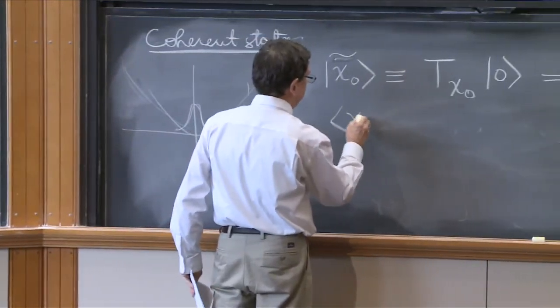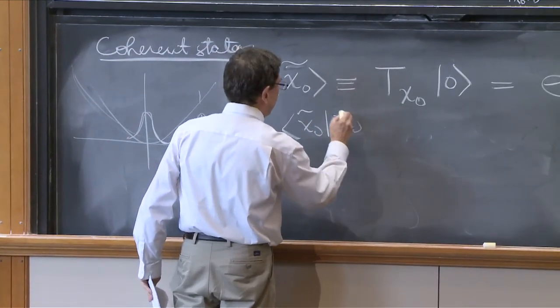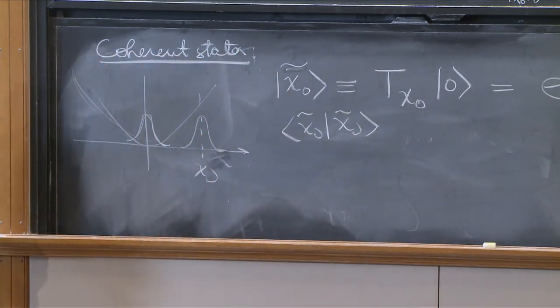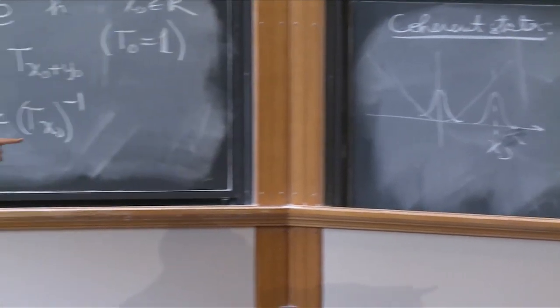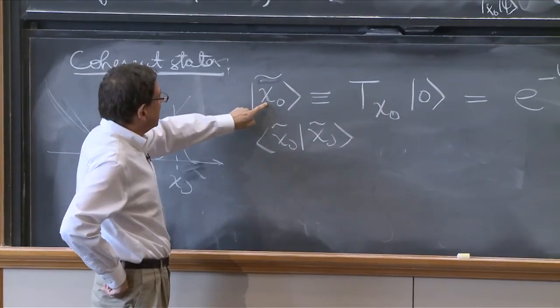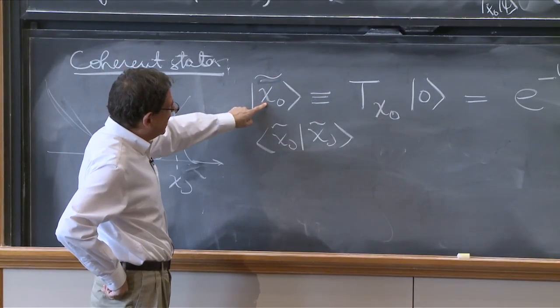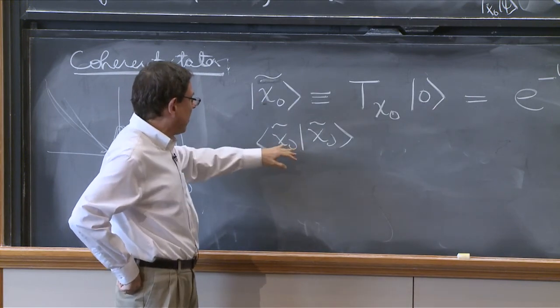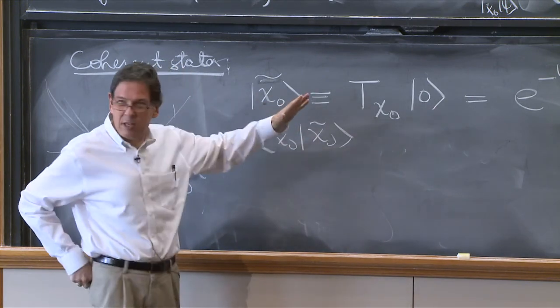x0, x0 is how much? Now, don't think these are position eigenstates. That's a possible mistake. That's not a position eigenstate. This is a coherent state. If this were a position eigenstate, you would say delta of this minus that, but there's nothing to do with that.